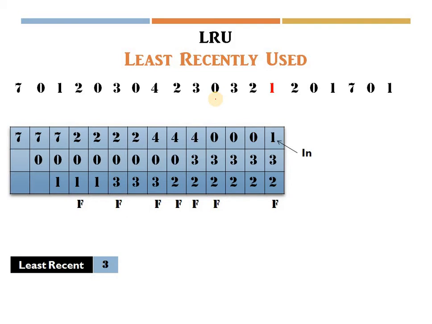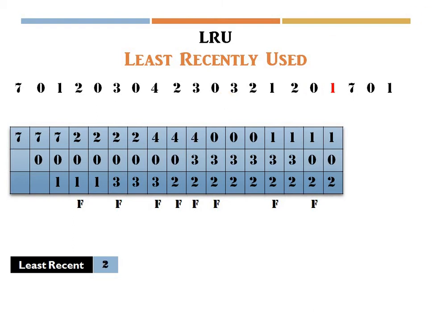Now 2 is not a problem for me because 2 is already there in my memory slot. 0 will create a problem because 0 is not present in my memory, so I need to replace either 1, 3 or 2. Among 2, 1 and 3, it was 3 that came long before. So I will have to replace 3 with the value 0. Then 1 will not create any problem because 1 is already there.